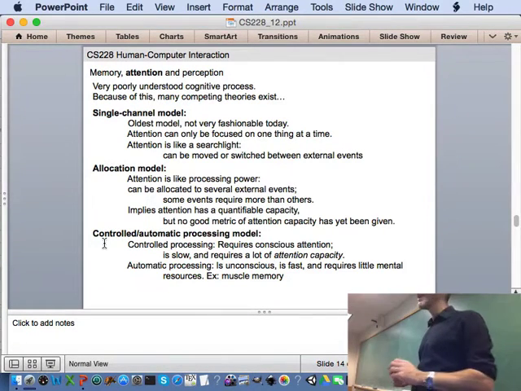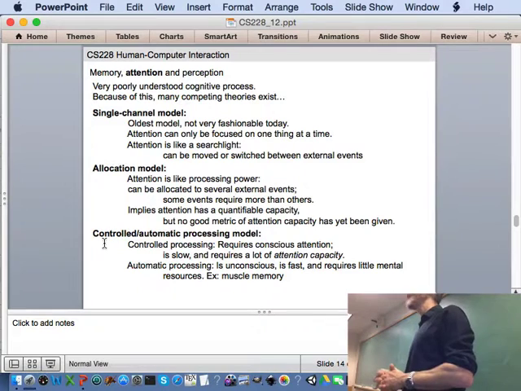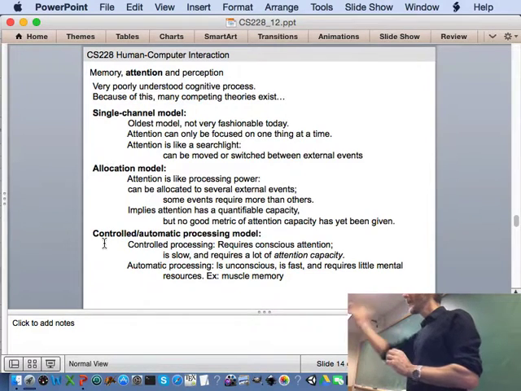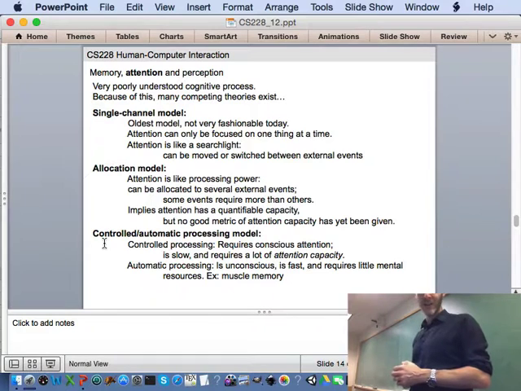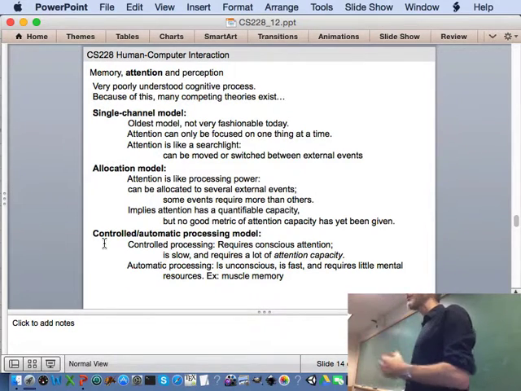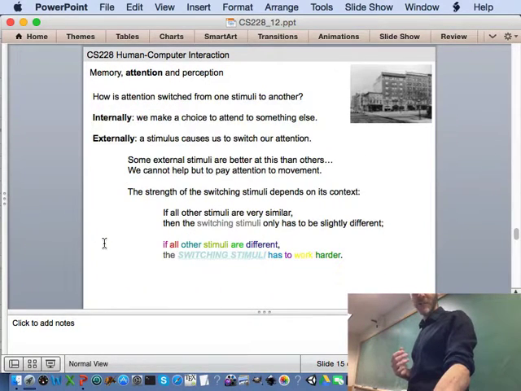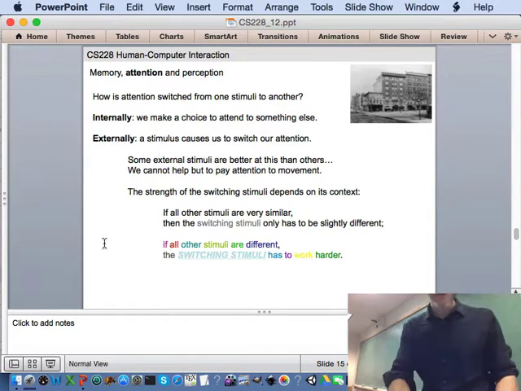Okay. Then there's the controlled and automatic side of attention. So again, this idea of fast and slow thinking. So hopefully you're exerting some conscious attention to stay focused on the flow of this lecture, but there might be other things that go on that automatically steal your attention away from what's going on at the front of the class. And those things are usually fast and relatively cheap, like muscle memory. So here's an example of this, and I'm going to have to switch to presentation mode for this to work.